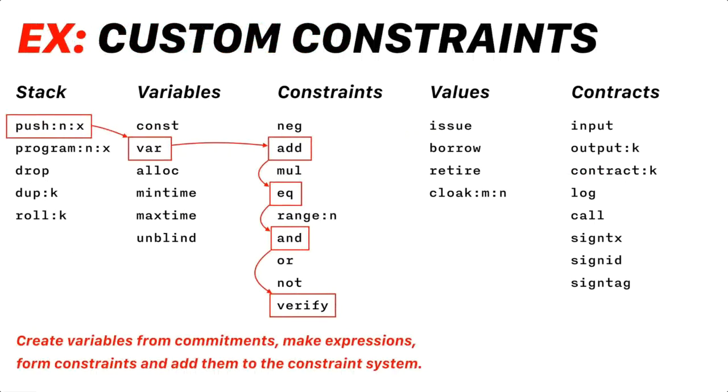Let's see a quick example of custom constraints. Let's say we want to enforce that a payment to some address matches some formula. We start by pushing a Pedersen commitment to a secret payment amount, alongside commitments for parameters such as time and price. Then the var instruction allocates variables in the Bulletproofs constraint system. You can create arithmetic expressions with these secret variables, with addition and multiplication, and then you can form the Boolean statements and compose them with operations such as eq, and, or. And finally, the complete constraint object is added to the constraint system via verify, which arithmetizes all the constraints and encodes them in the Bulletproofs format.